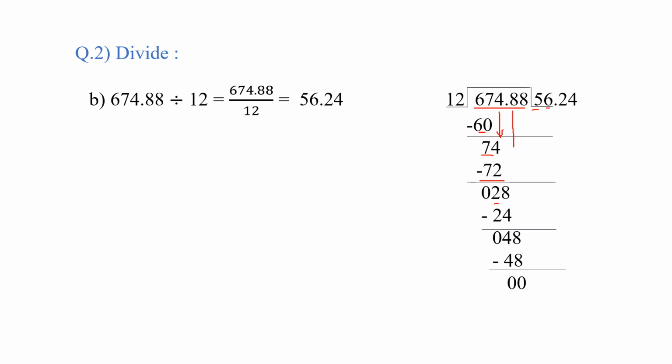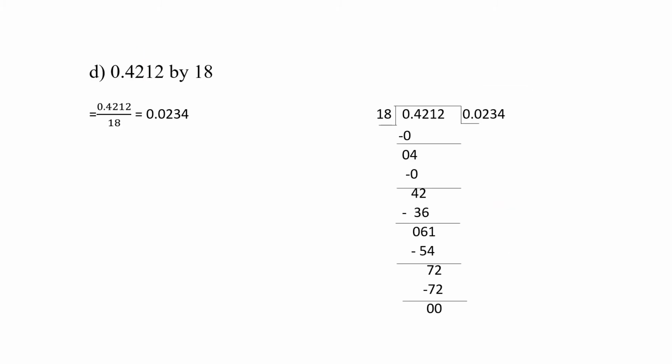Now we are taking the next number, that is 8, and that 8 is after the decimal point. So immediately we'll put over here a decimal point. Clear? After 56 we'll put a decimal point and then we'll start to divide. So 12 2s are 24, right? So 28 minus 24, 4, and the next number is 8 again, right? So 12 4s are 48. So our answer is 56.24.